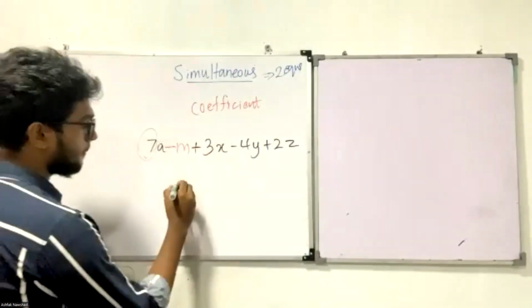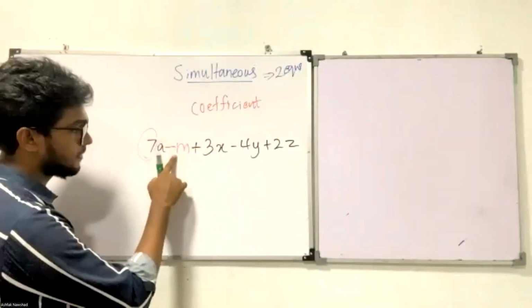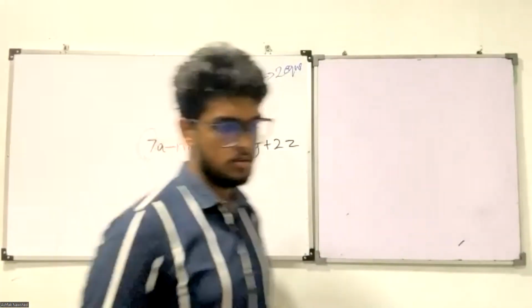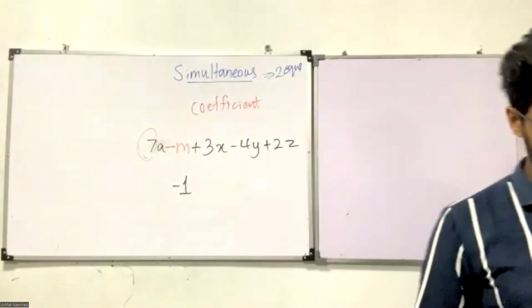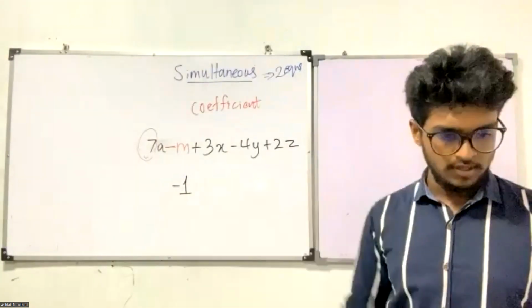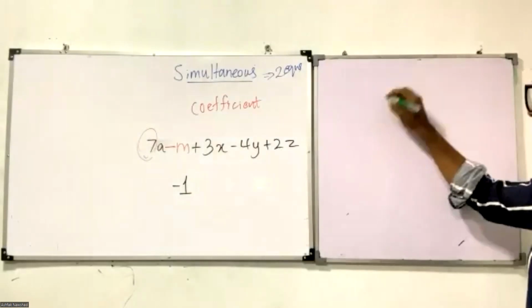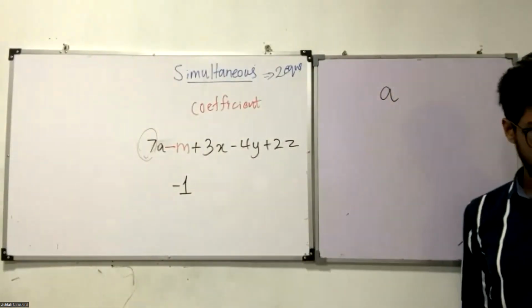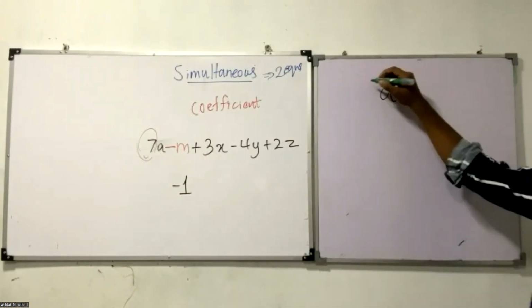The coefficient of M is not 0. There is a number. M is multiplied by minus 1, so the coefficient of M is minus 1. It's 1 but negative. If I write a letter A, what's the coefficient of A? Here, it's clearly 1.